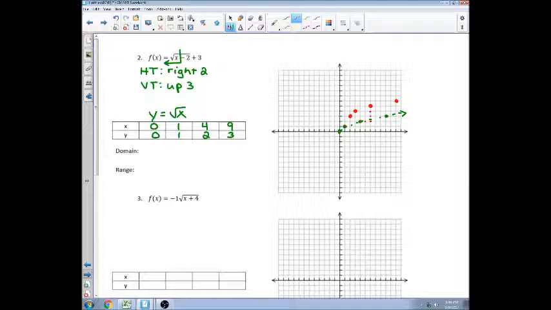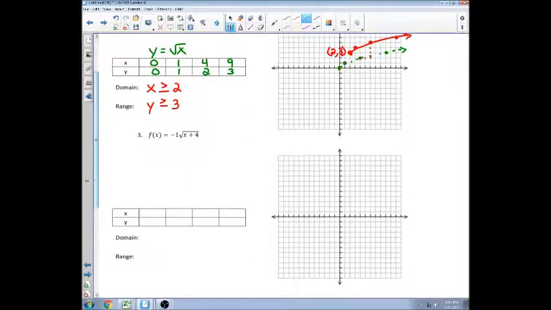Now, this is my new starting point right here. I can make a solid line now because that is my actual graph. So I'm going to figure out what the coordinates are of my starting point, which is right 2 and up 3. So it is 2, 3, which means my domain is x is greater than or equal to 2, and y is greater than or equal to 3. Okay? On to problem number 3.